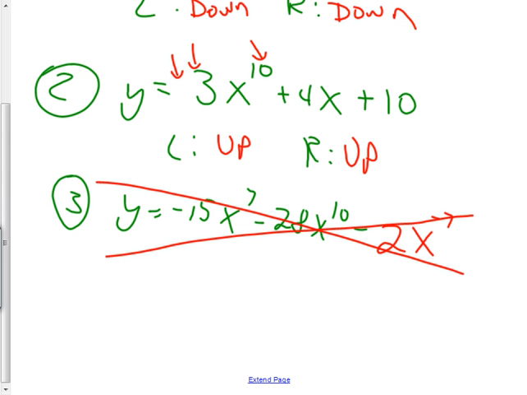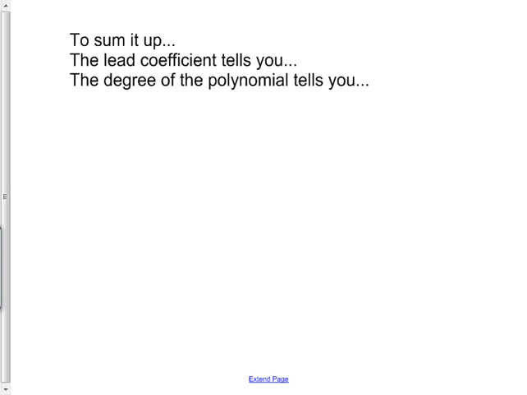Okay. Moving on. To sum it up, the lead coefficient tells you the right side, the right end, is either up or down. And the degree tells you whether they both go together, both up or both down, or whether they are opposite of each other.